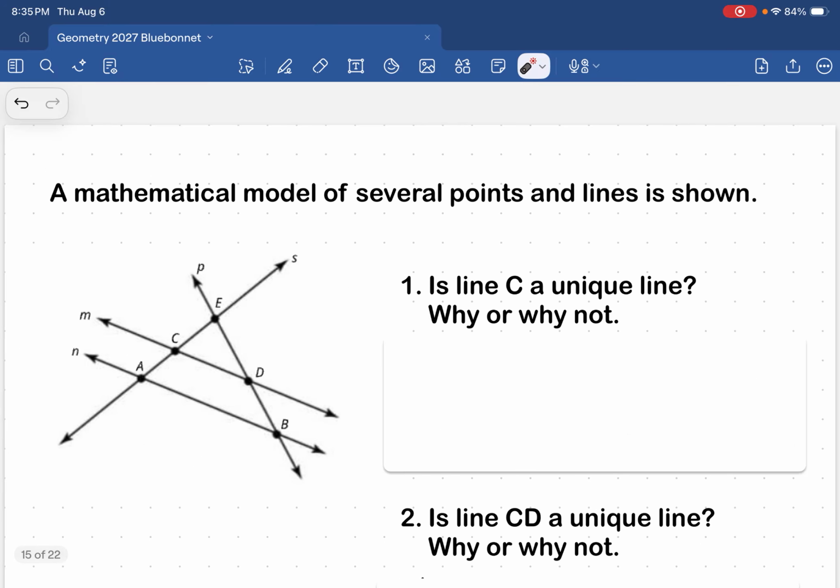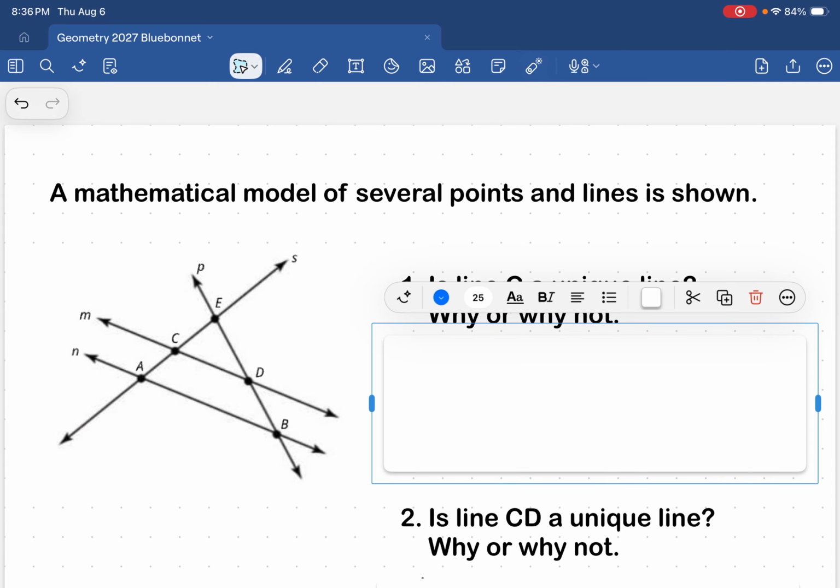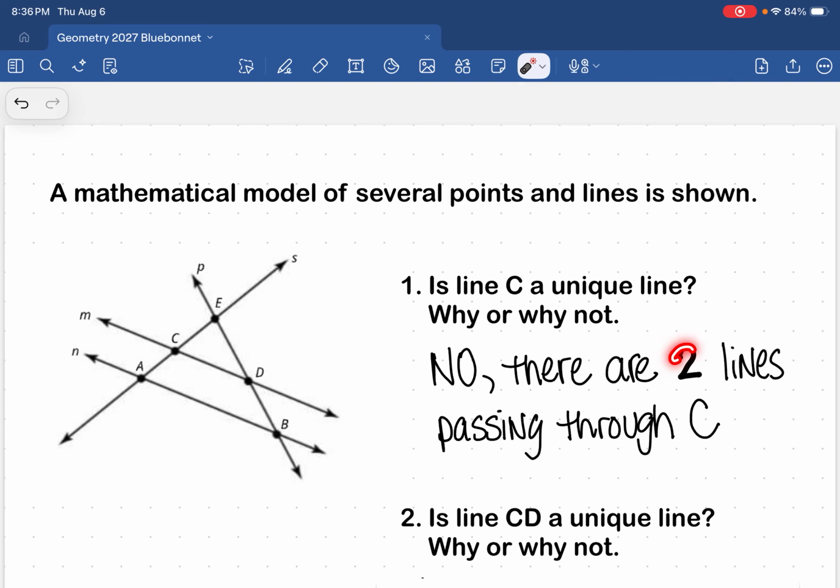All right, let's take a look at this mathematical model that has several points and lines shown. Just to draw your attention, we have some points here with our dots, and then we have our lines going like this because we have our arrows. So there's a line there and there. Okay. Is line C a unique line? Why or why not? Well, let's take a look at line C. They're only giving us 1 point, and they're using the word line. So there's line C. Are they talking about this line C, or are they talking about that line C? Both of these are line C. So I'm going to have to say no. There are 2 lines that are passing through point C, so this is not a unique name.